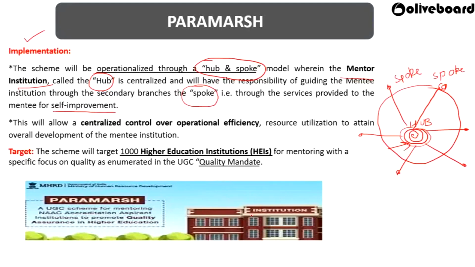In the exam the question can be asked: which scheme works on the hub and spoke model? So you have a direct answer, that is Paramarsh Scheme, which works on a hub and spoke model. The target of the scheme is a total of 1000 higher education institutions for mentoring. So we are targeting a total of 1000 higher education institutions with the quality mandate. Quality is the important criterion here. Because of this hub, all these institutions will be gaining quality in their higher education, and it will help in overall increasing the quality ranking of India.